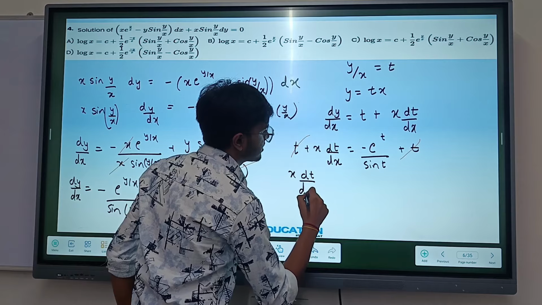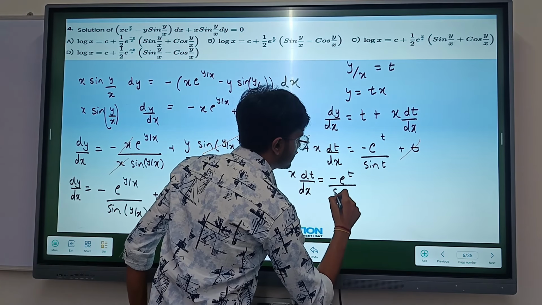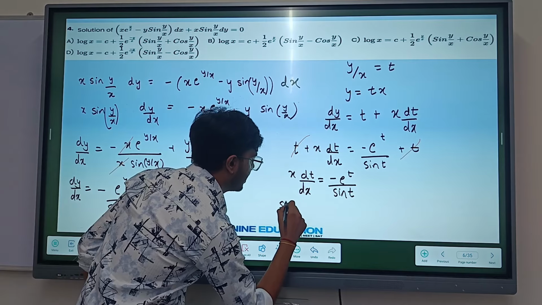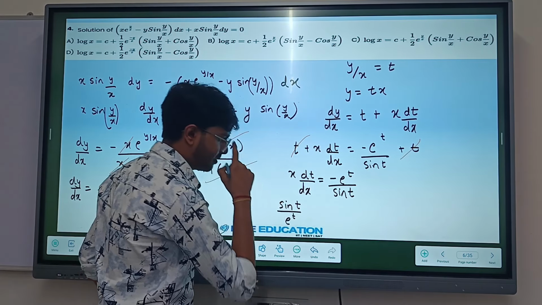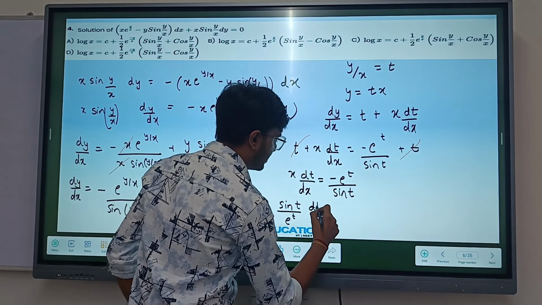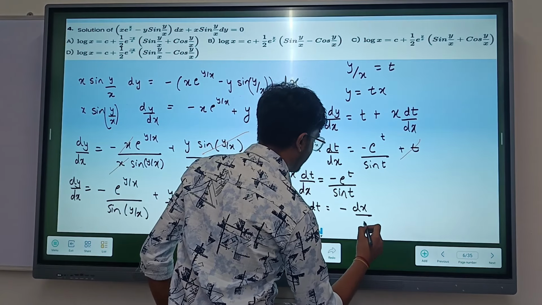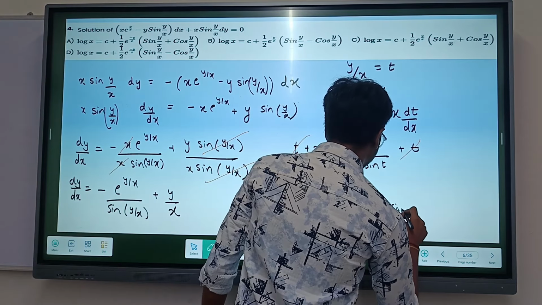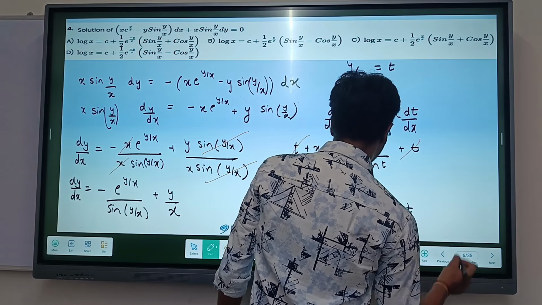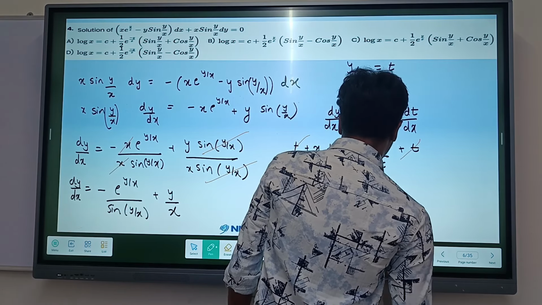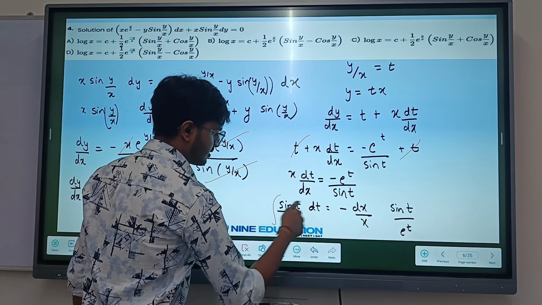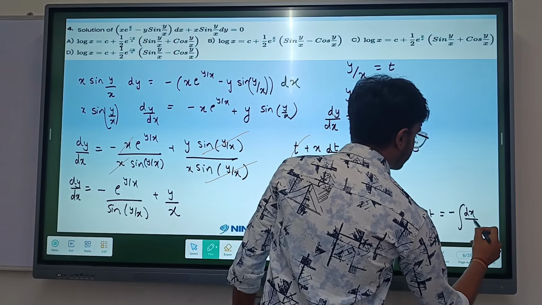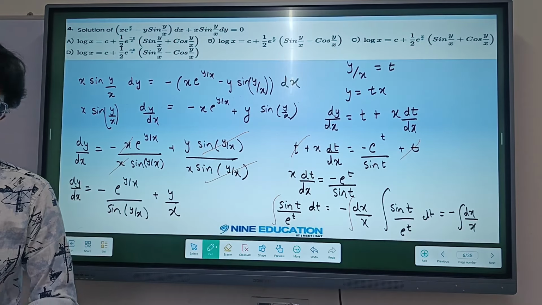So what do I get? x dt/dx equal to minus e^t sin t. Let's take t on one side, dx on one side. So what will I get? sin t by e^t dt equal to minus dx by x. Let's do it like this: integration of sin t by e^t dt equal to minus integration dx by x. Now integration of dx by x is simpler, log x.